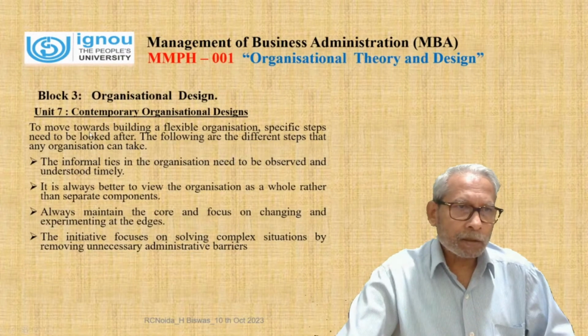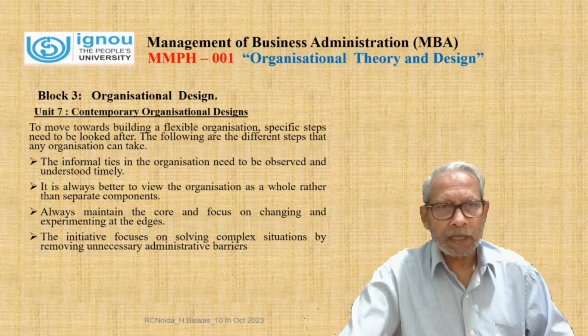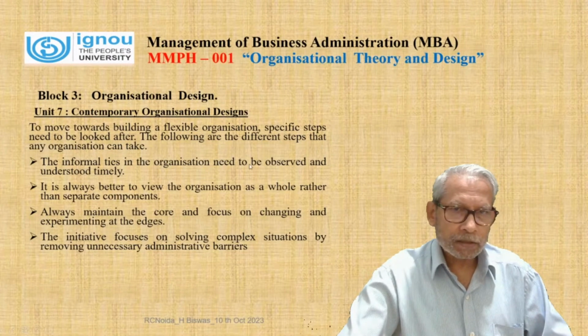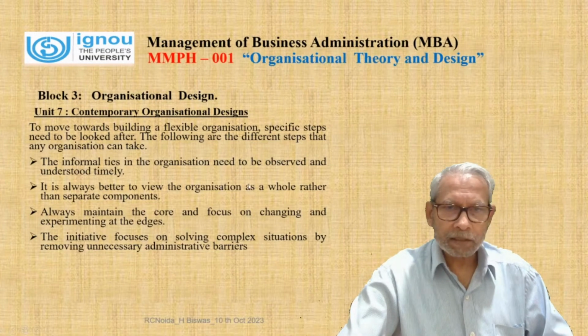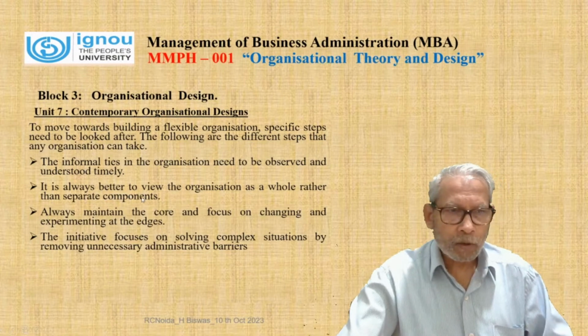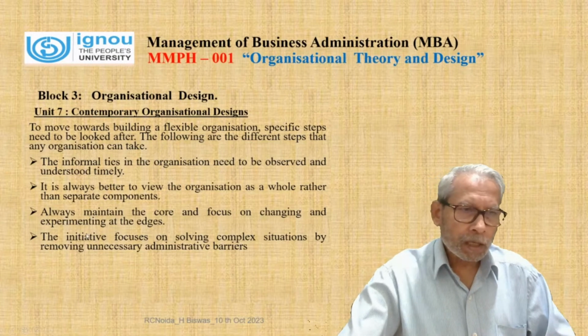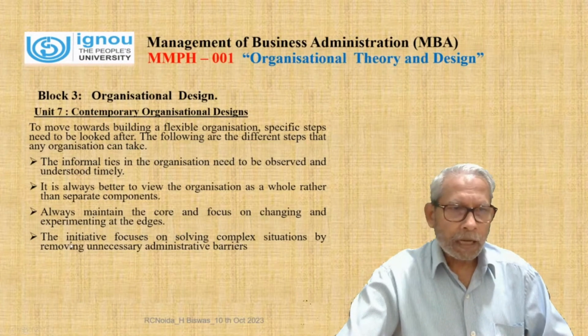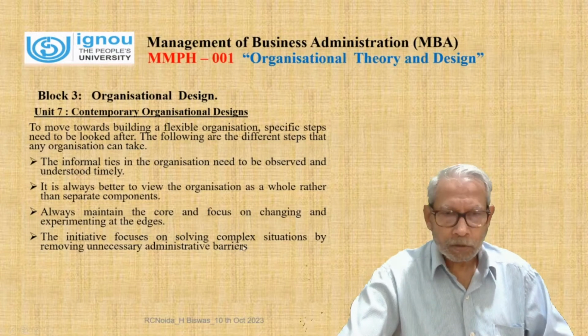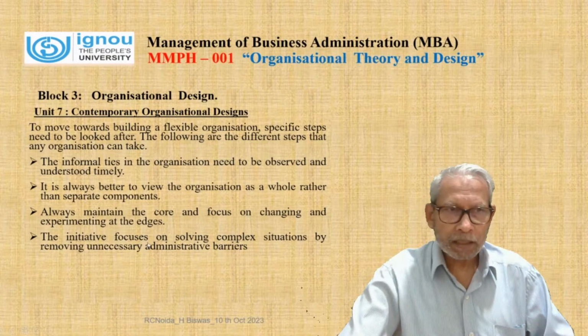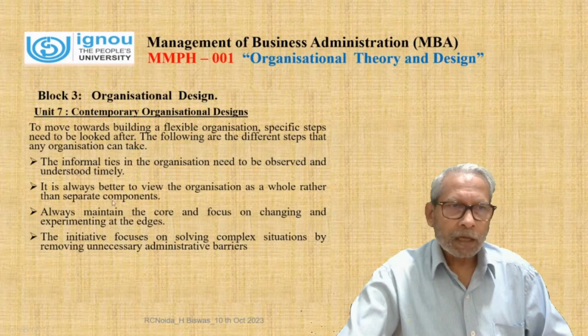Now we see the move towards building flexible organizations. There are specific steps. The following are the different steps. Informal ties in the organization need to be observed. It is always better to view the organization as a whole rather than as separate components. Always maintain the core, focus on challenging and experiencing the edges, and initiate a focus on solving complex situations by removing unnecessary administrative barriers that shouldn't be there. So these are all other movements.